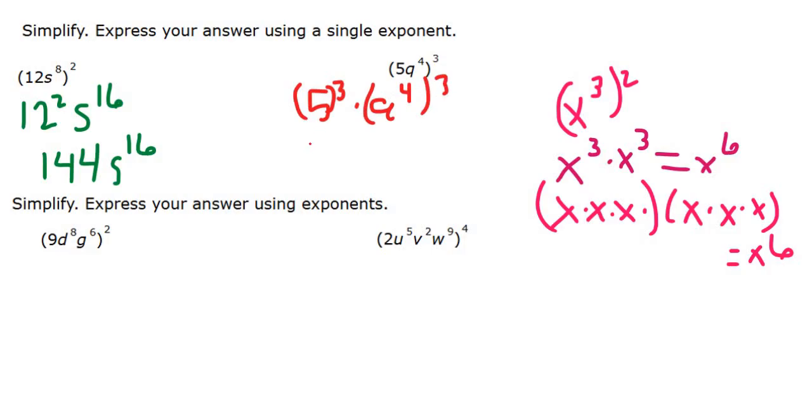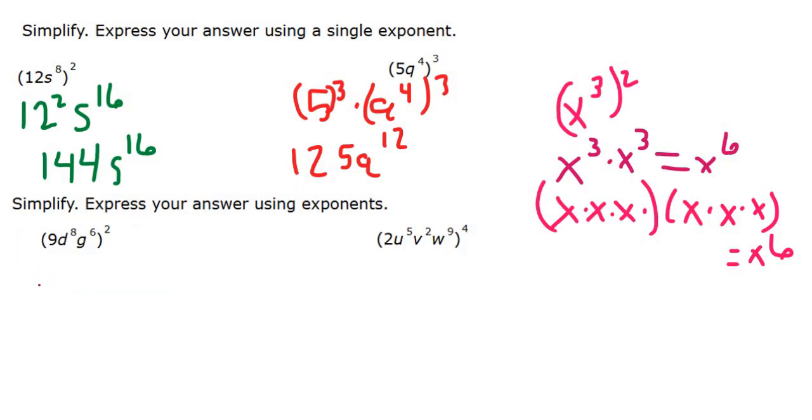5 to the third power means 5 times 5 times 5, which is 125. And power to a power, which we have here, q to the fourth to the third power, 4 times 3 is 12. And we do the same thing if we just have more letters. It doesn't change what we're doing.